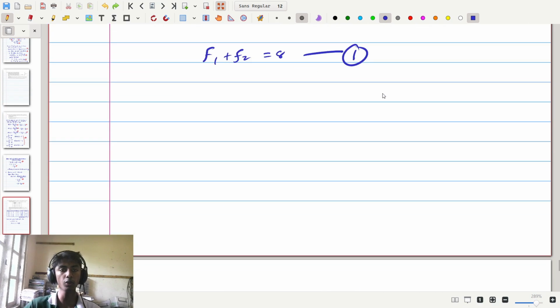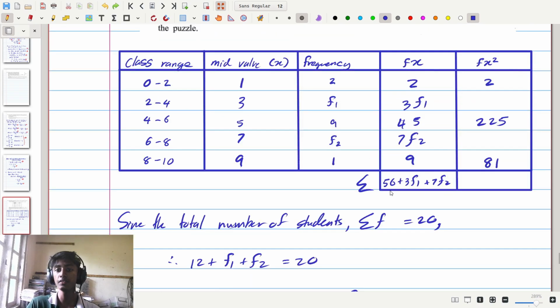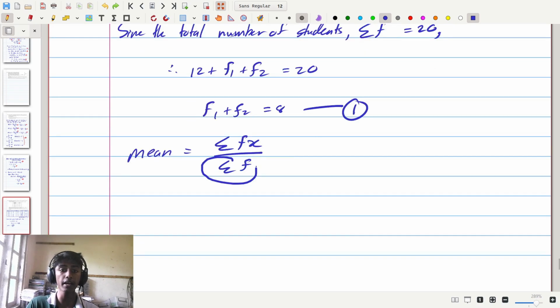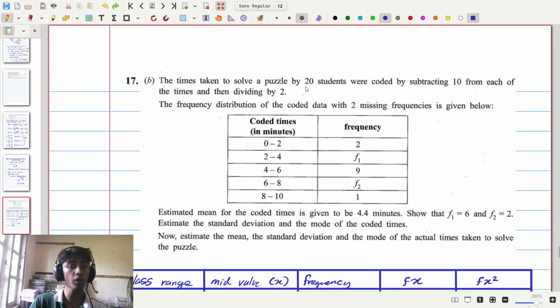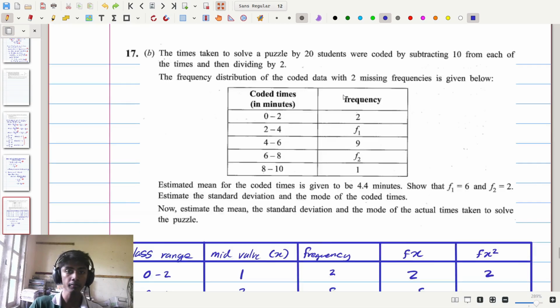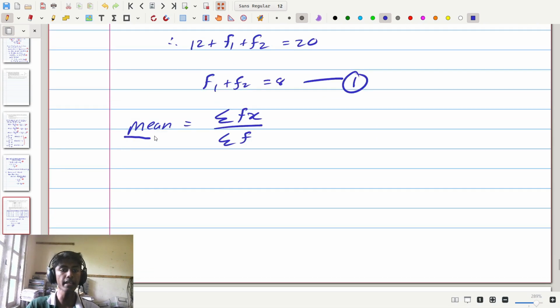Now the estimated mean, or just the mean, is equal to sigma f times x divided by sigma f. In this case, sigma fx is known because it's the value that we calculated right here. Sigma f is just the sum of the frequencies, which is equal to 20, since the total number of students that we have here is 20. According to that, we substitute, and we can see the mean is equal to 4.4, so on the other side we have 4.4 equals 56 plus 3f1 plus 7f2 divided by sigma f, which is 20.